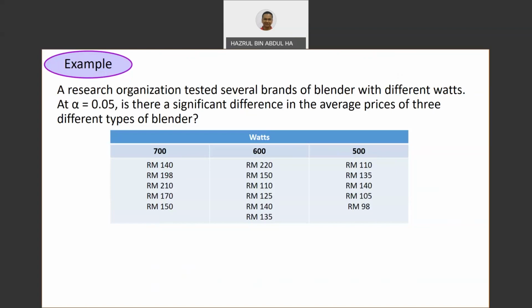So I think that's all for this lecture for post hoc test. In the next lecture, we will discuss the two-way analysis of variance, two-way ANOVA. Okay, that's all for now.